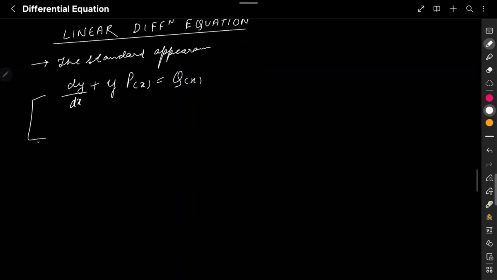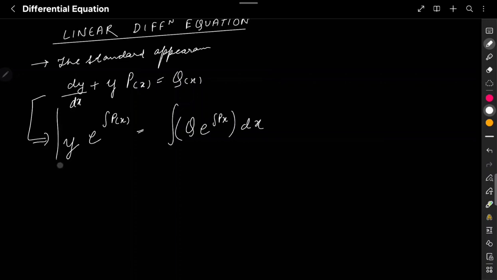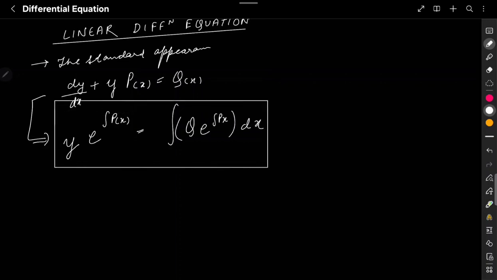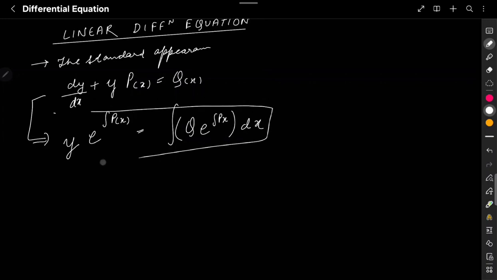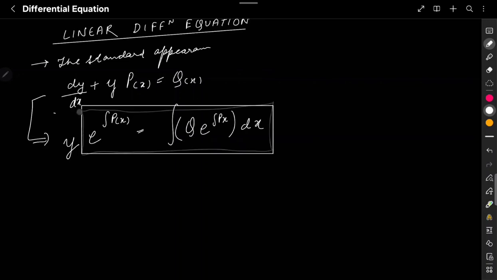So what is the solution of this type of equation? The solution is y into e to the power integration of p of x equals integration of q of x into e to the power integration of p of x, whole dx, plus c. This is the solution of this kind of equation, and we need to remember this one. Here we have e to the power integration of p of x.